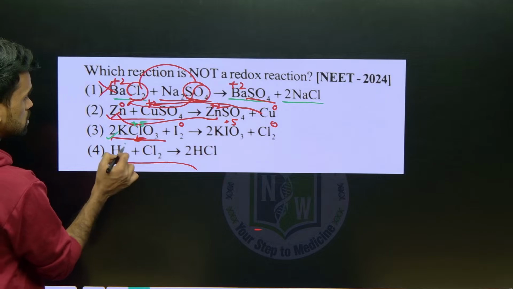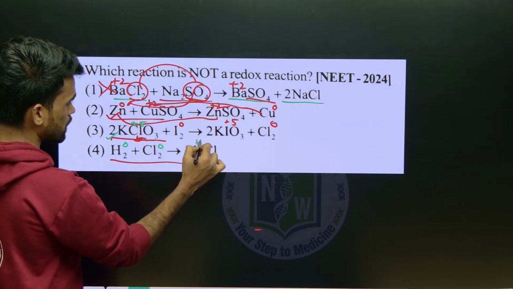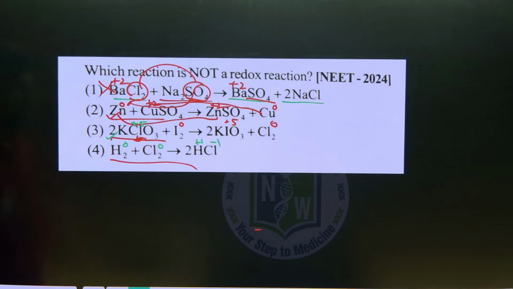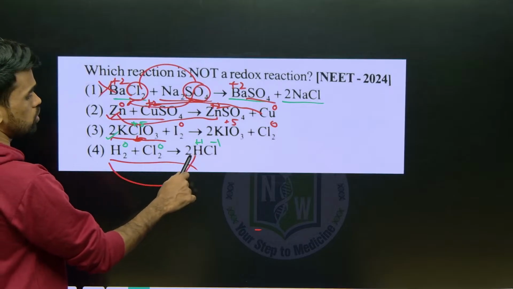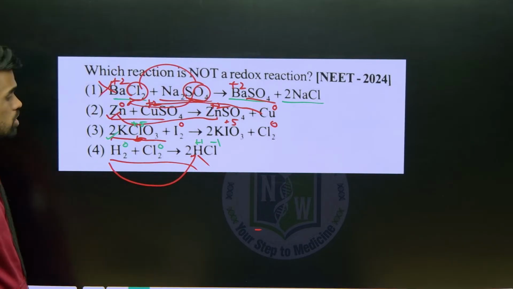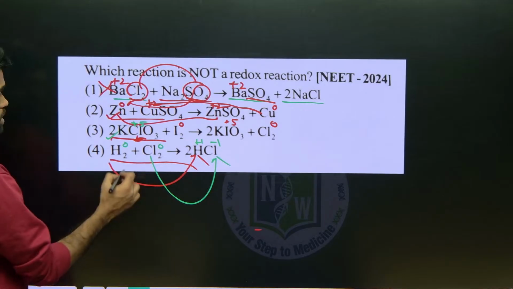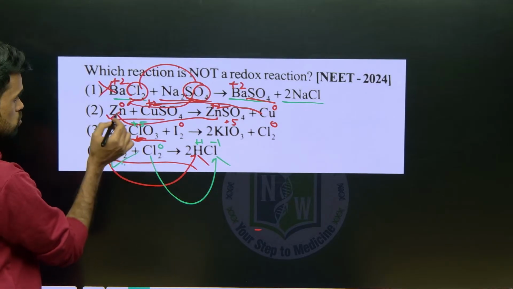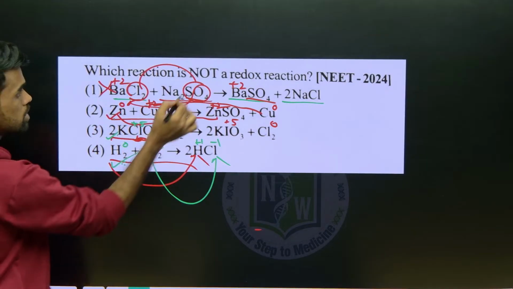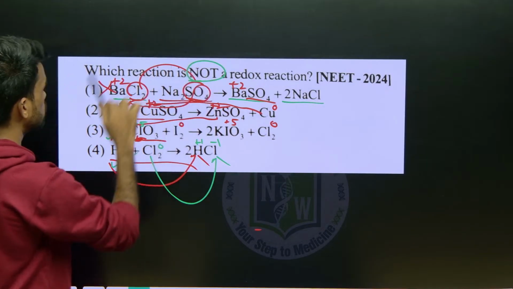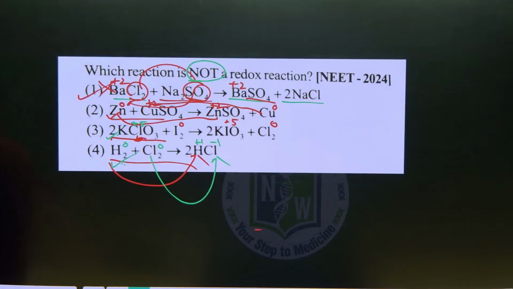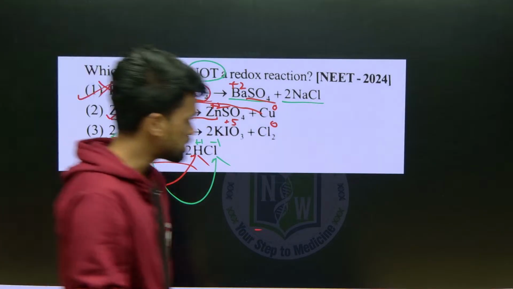Next here, 0 0 converting into +1 -1. So hydrogen is undergoing oxidation, chlorine is undergoing reduction. So you can say this is a redox reaction. So 2, 3, 4 are redox reactions. They are asking about the one that is not. So the first option is your answer for this question. Okay, right. Next one.